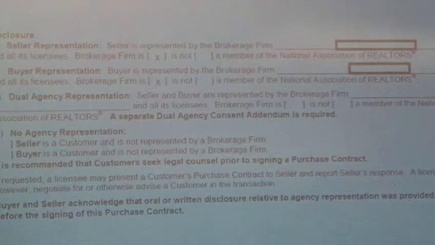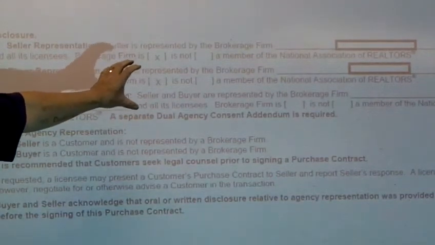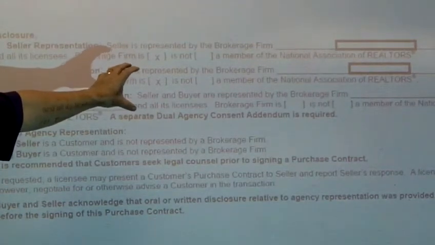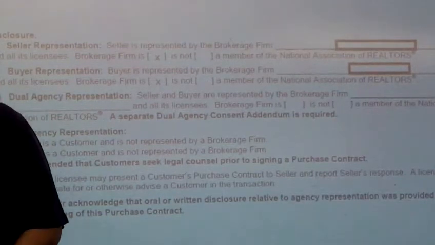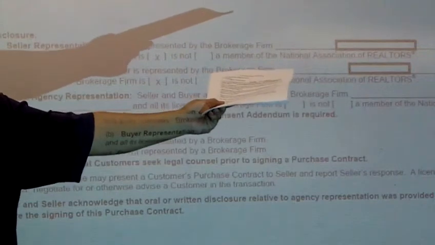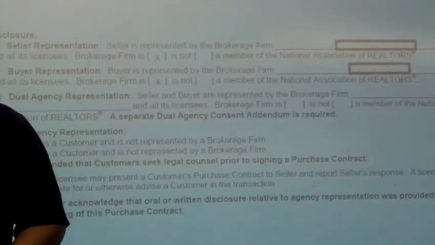How could they be a broker then and not be a member of the National Association of Realtors? Because association is voluntary, right? You don't have to be a member of the National Association of Realtors. So how can they represent it there? Well, I could have a real estate license and not be a member of the Board of Realtors, and you can still practice. I still have a license to practice real estate. I can still represent clients with agency.